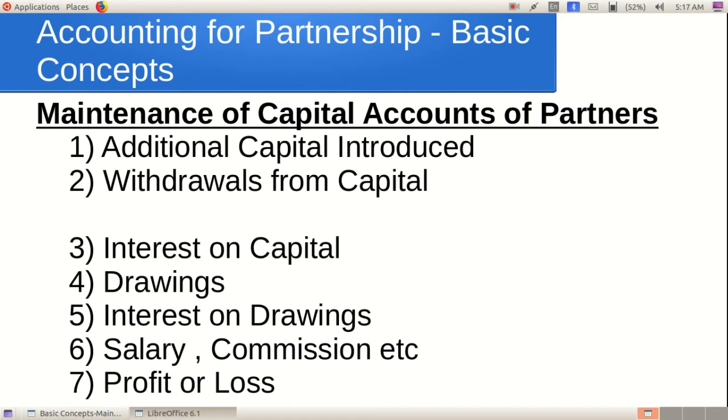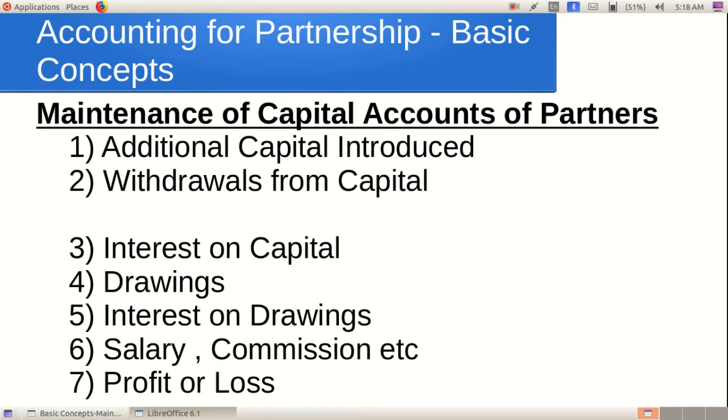The next item is salary or commission or any other kind of remuneration to the partners. If the deed provides for it, the business firm can pay salary or commission to the partners. Whenever such an amount is due, at the end of the year mostly the amount will be credited to the partners' capital account, and the capital account will increase. Remember, normally salary or commission will not be paid to all the partners. It will be paid maybe to one or two partners who take care of the business. Whenever this amount is payable, it is credited to their capital account, and this transaction will increase the capital account of partners.